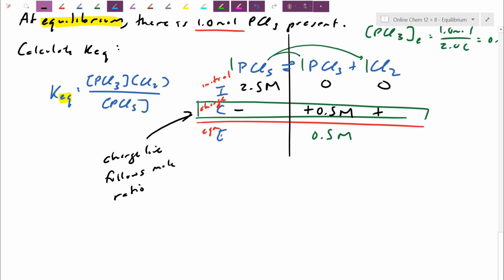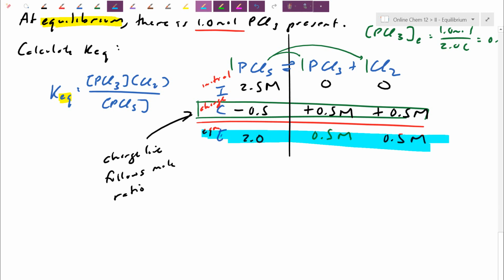Now using that simplification here, because the change line follows the mole ratio, if the PCl5 has gained by 0.5, it's in a 1-to-1 ratio with the CO2 would similarly have gained by 0.5. How much has the PCl5 lost by? Well, again, 1-to-1 ratio, it's lost by 0.5. Now, by tracking down those changes here, I can figure out at equilibrium, I had 2.5, I lose 0.5, so now I'm down to 2 molar. I had no CO2 to begin with, and now I have 0.5, and now notice I actually have, through my ICE table, I found the equilibrium concentrations.